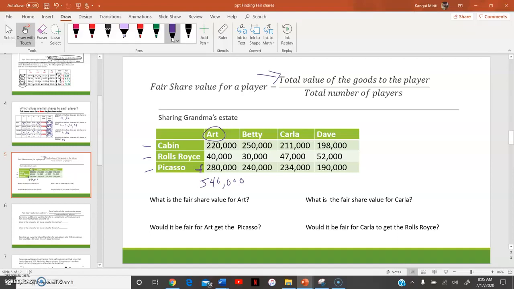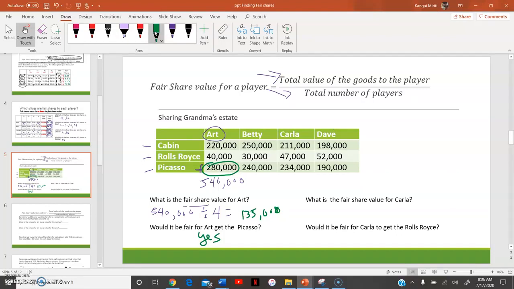Now, if we want to find the fair share for Art, what do we have to do with this total? We have to divide the total by the total number of players. So let's take that total value, 540,000, divided by how many players are sharing? 1, 2, 3, 4. And so the fair share value for Art should be $135,000. So would it be fair for Art to get the Picasso painting? Well, $280,000 is a lot more than $135,000, so that's at least that. So yes, it would be fair for Art to get the Picasso.